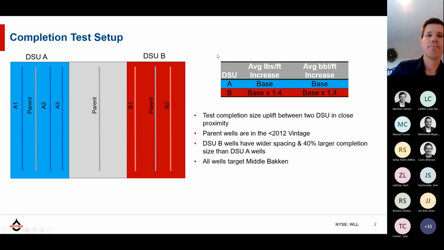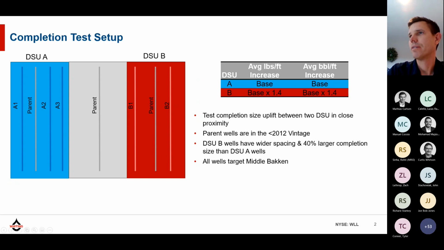So I applied the multi-phase flowing material balance as part of an effort to better understand a completion uplift test that we did on some of our assets. The setup of the completion test is pretty straightforward. We have 2 DSUs. DSU A has 3 new wells drilled in it with our base completion. And then about a mile away, we have DSU B. It has 2 new wells drilled in it.